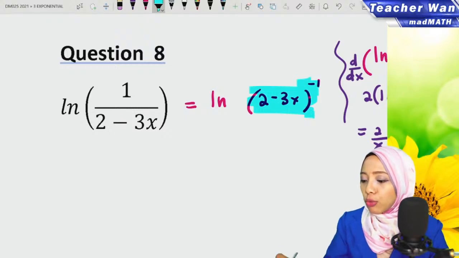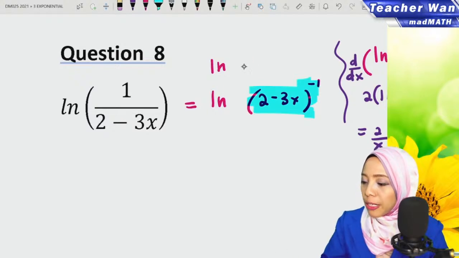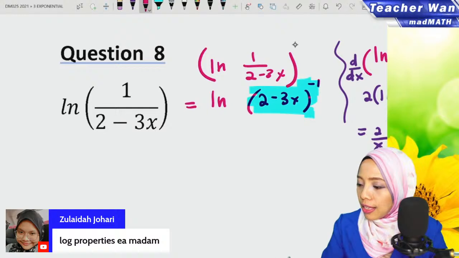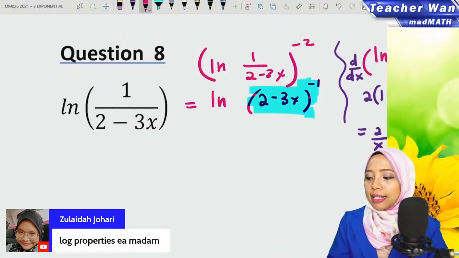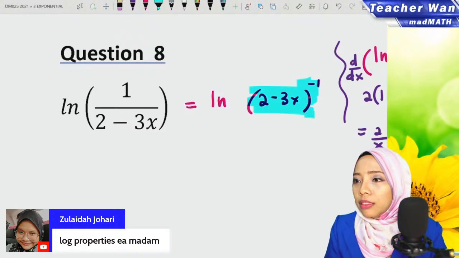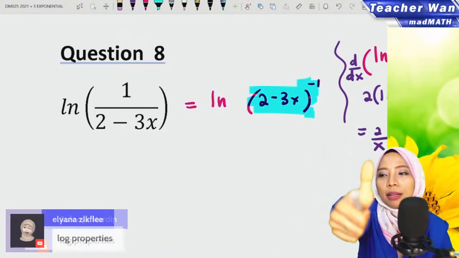This is not chain rule because the question did not ask this. Dia bukan tulis macam ni. Log 1 minus 2 minus 3x. Negatif 2. Macam tu bracket kat semuanya. Okay, yes. Log properties. Very good. Thumbs up.